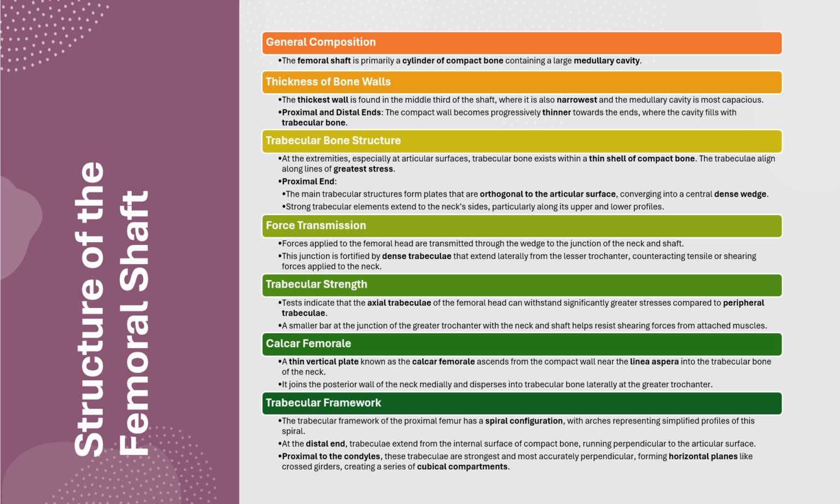Force transmission: the forces applied to the femoral head are transmitted through the wedge to the junction of the neck and shaft. The junction is fortified by the dense trabeculae that extend laterally from the lesser trochanter, counteracting tensile or shearing forces.